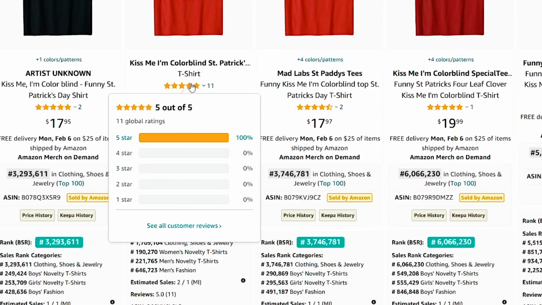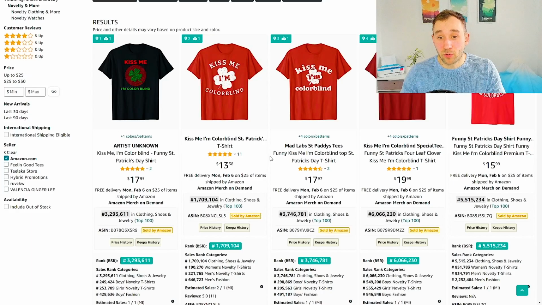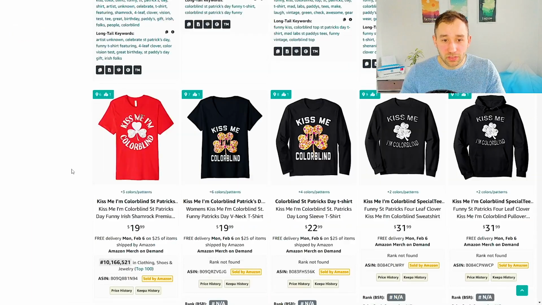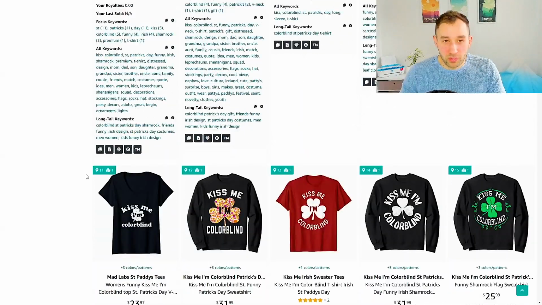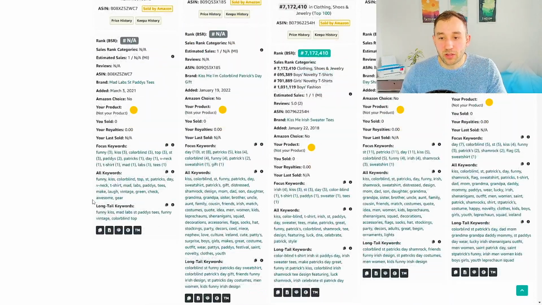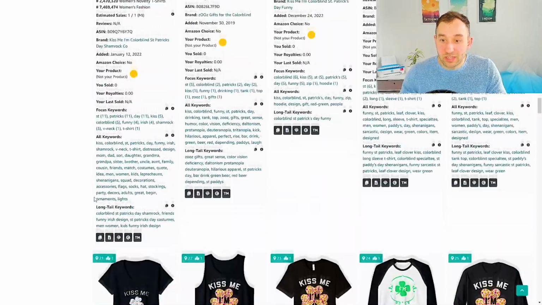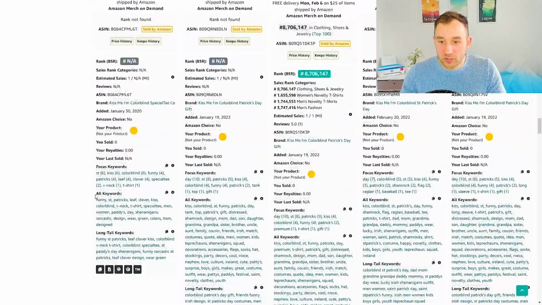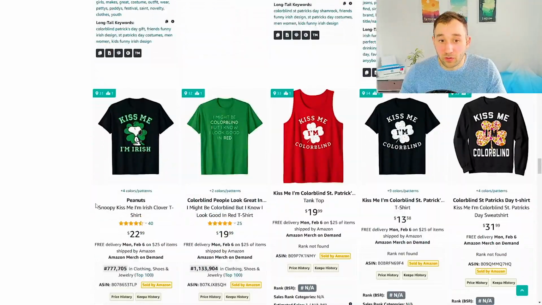One of these shirts has got 11 reviews. That definitely proves that there's potential and that these have probably sold quite well in the past. Most of these designs all look very similar. So Kiss Me, I'm Colorblind, and a clover in the middle. There's more things than just clovers that are St. Patrick's Day related. So you could use different graphics that still match the theme and use the same phrase on a red t-shirt, right? That way you can easily stand out in this niche because literally all of these designs are copying each other for the most part, and you don't have a lot of competition.